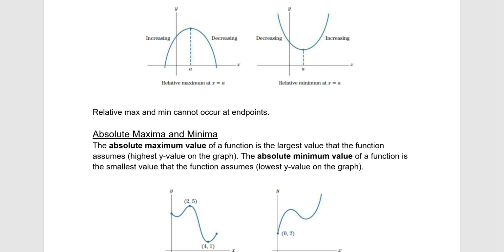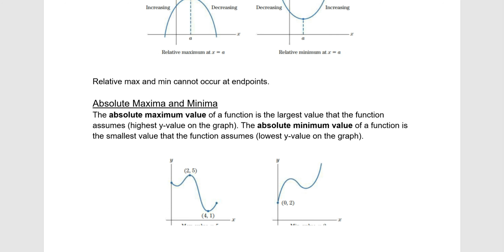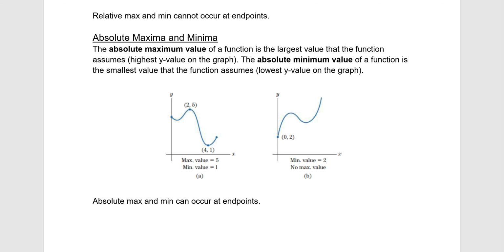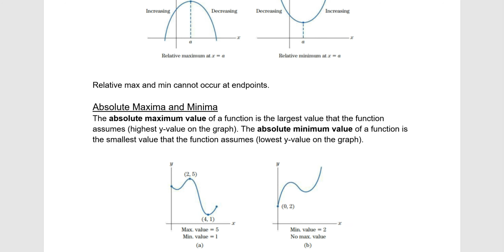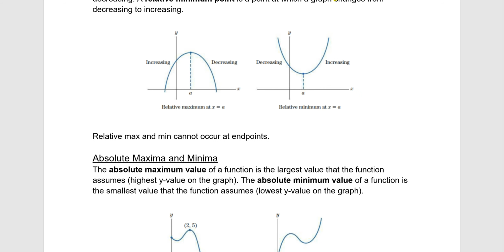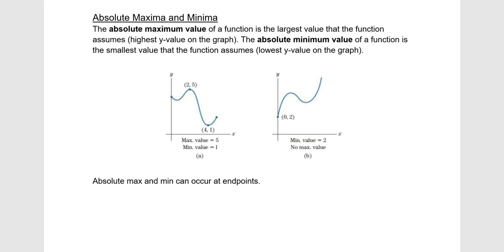Okay, and then just a little note here, relative max and min cannot occur at endpoints of the graph. And the next thing is the absolute max and min. So before, what we had up here, extreme points, they don't have to actually be the highest and smallest point on the graph. It just has to be when the graph is changing from increasing to decreasing or vice versa. Now the absolute max and min will be the largest value and the smallest value on the graph.